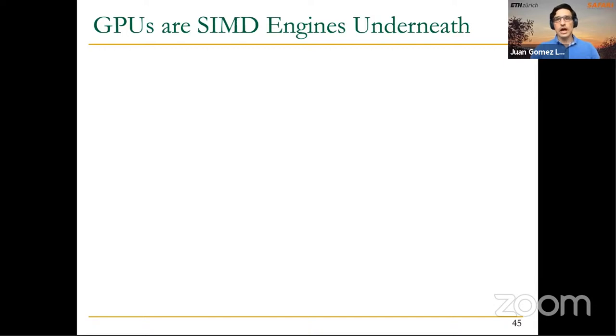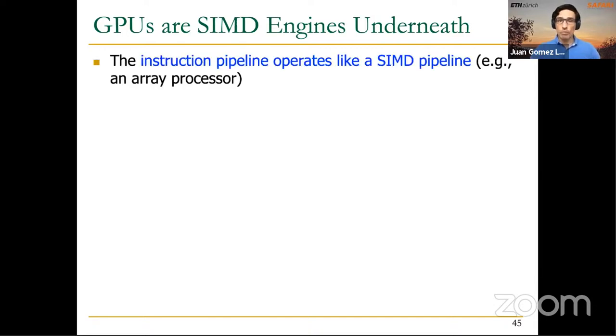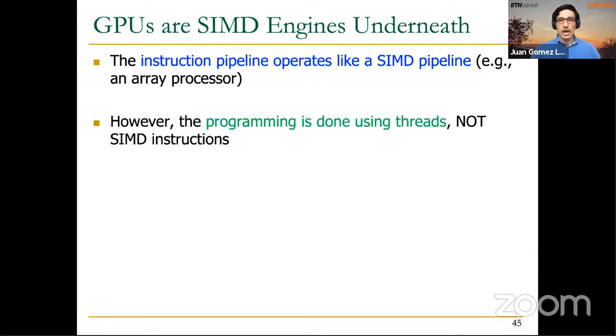GPUs are SIMD engines underneath. There is an instruction pipeline that operates like a SIMD pipeline. However, there is a main difference here. It resides in the fact that we don't need to write vectorized code. We don't need to use vector instructions, but we are going to program this GPU using threads. And this is a key advantage from the programming perspective. We can program much more efficiently if we just need to worry about threads individually rather than worrying about packing data on vector instructions and creating bitmasks and launching these whole vector instructions onto the hardware, right? We are going to discuss this really thoroughly.